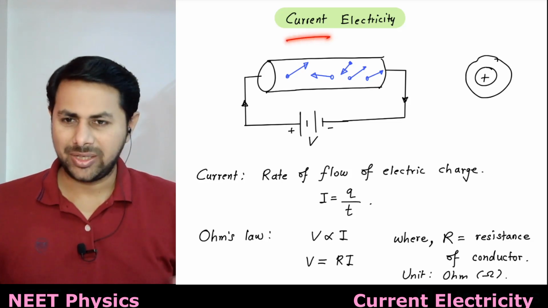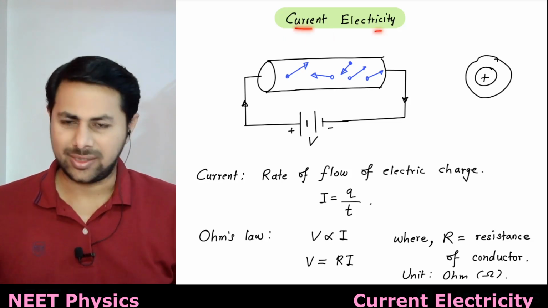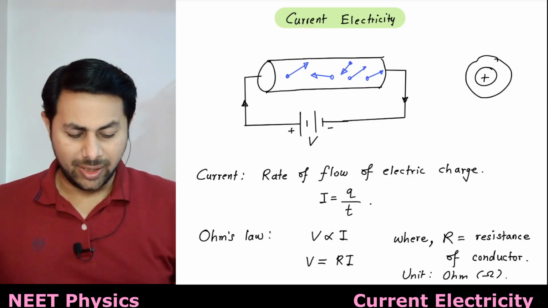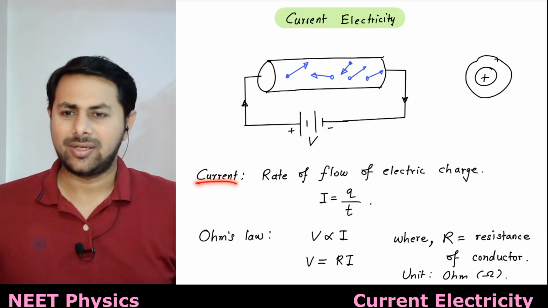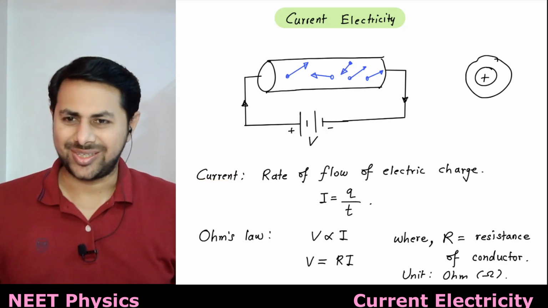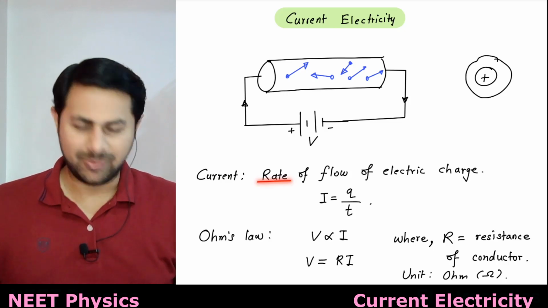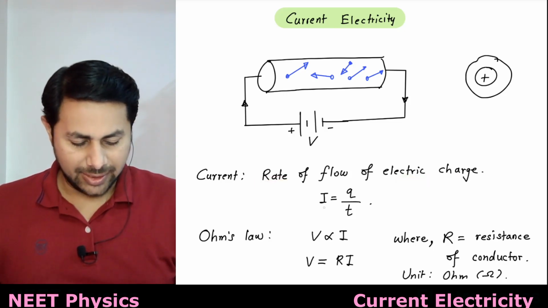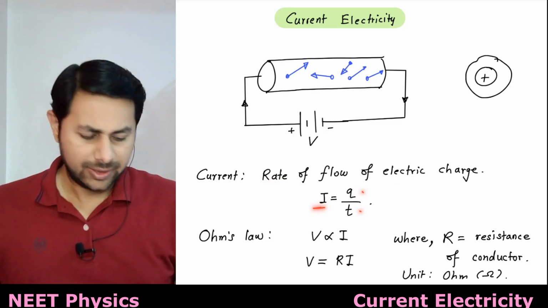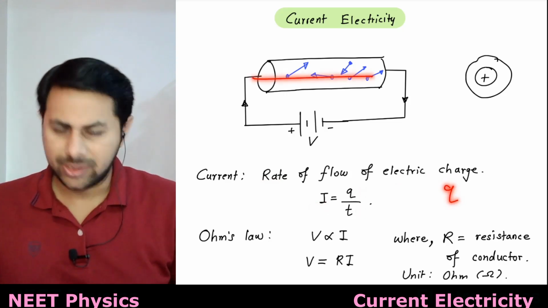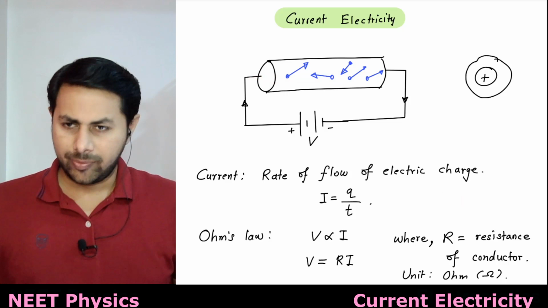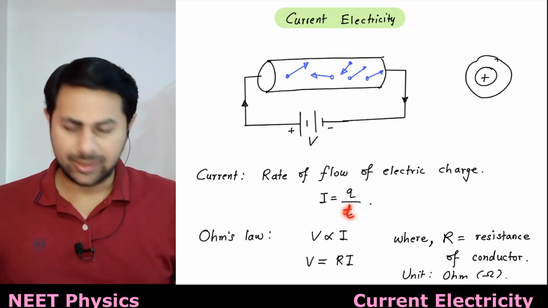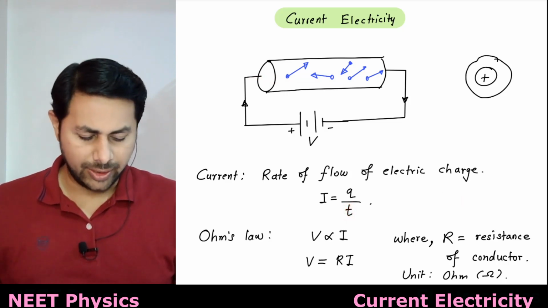So let's begin with the next chapter, that is current electricity, right? So what is a current? We know what is a current, right? Current is defined as the rate of flow of an electric charge. I is equal to what? Q by T. I is the current, Q is the charge flowing through this conductor, suppose, per unit time, divided by time T.